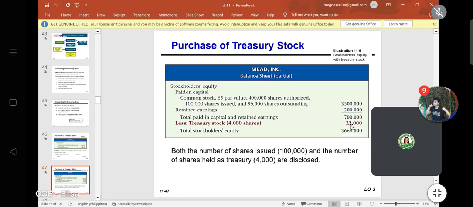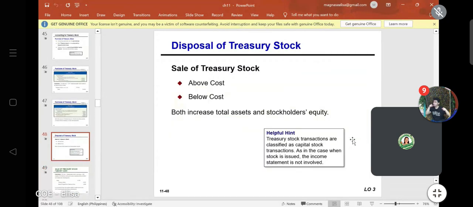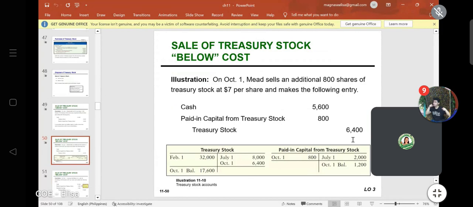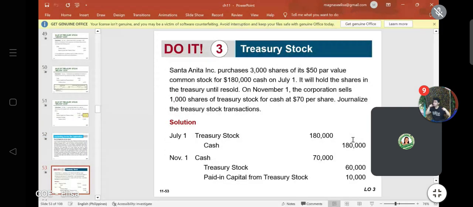Why do we deduct this? Because this 4,000 shares is part of this 500,000. It is there. So that is what we deduct. We just reacquired it. Okay? So we will no longer discuss this further.